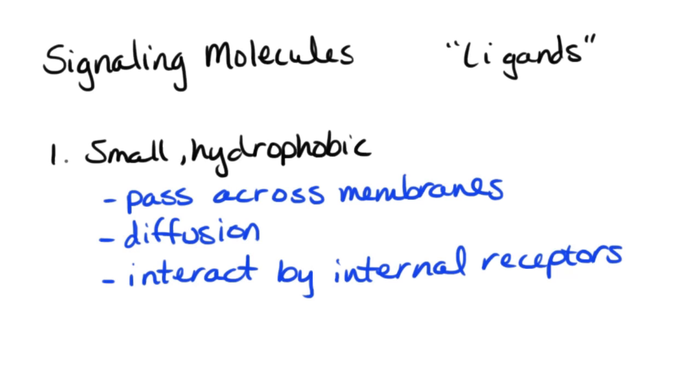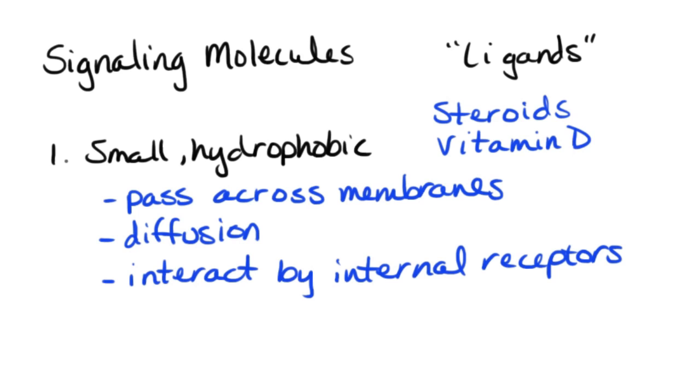As far as examples of small hydrophobic ligands, steroids are a very good example of this. Steroids are able to just diffuse right across the membrane and then interact with those internal receptors. Some of our vitamins, I'm going to put vitamin D here specifically, are also very characteristic small hydrophobic signaling molecules that are going to pass right across the membrane by diffusion.